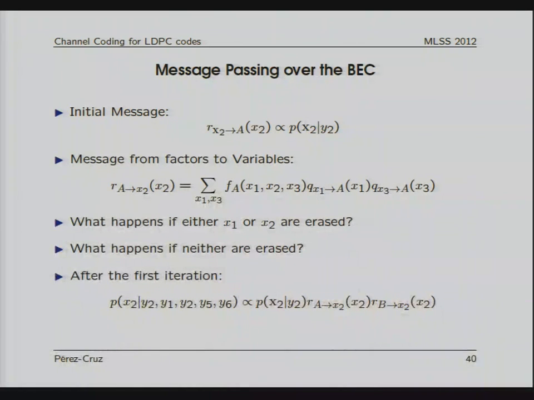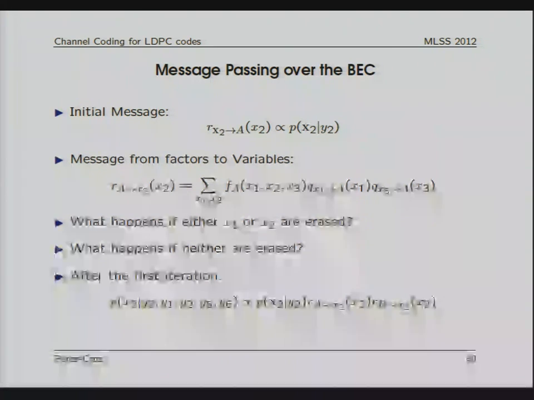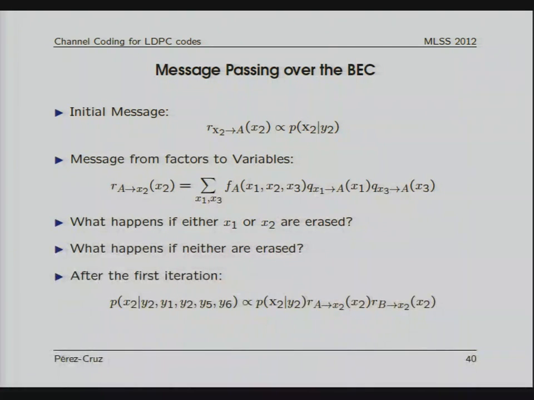Okay? But if x1 is not erased, we know that x1 is equal to 0 and x3 is equal to 1. This value is 0. This value is 0. This value is 0. And this value is 1. Okay? So what we get in the message that the factor sends to the node is, if any of the other messages that I get is an erasure, I cannot tell anything about x2. If I know all the other messages that I'm getting, I have total certainty about what x2 is.